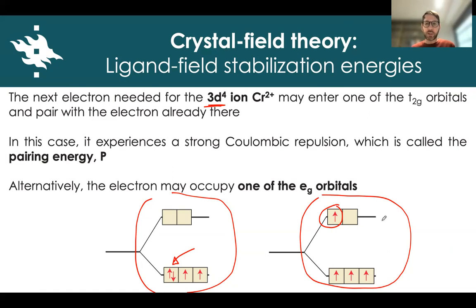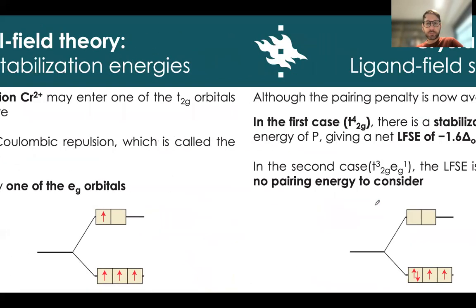So whatever happens here depends on some factors. For example, in this scenario in which we have the pairing of one electron in one of the T2G orbitals, this 4th electron will experience a Coulomb repulsion with the electron that is already present in the orbital, and this is called the pairing energy. In the case of the electron occupying one of these EG orbitals, there will be no pairing energy.